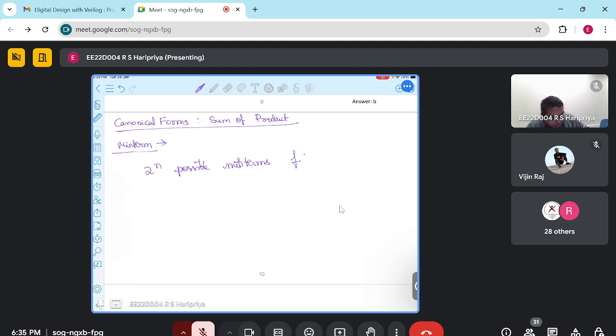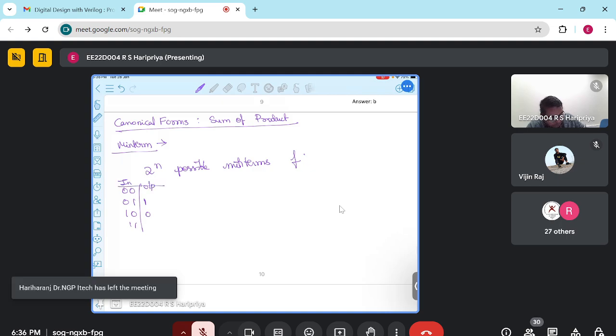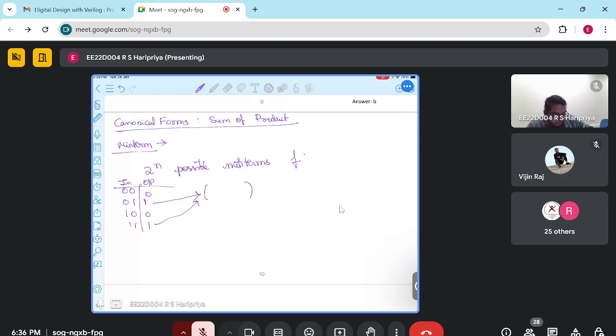So in the truth table, say if this is the output and these are the inputs, this is some function, consider. So considering these terms, whenever the output is 1, we write in the sum of products, the sum of all the min terms. So this is min term 1 and min term 3, and this is denoted by the symbol summation.